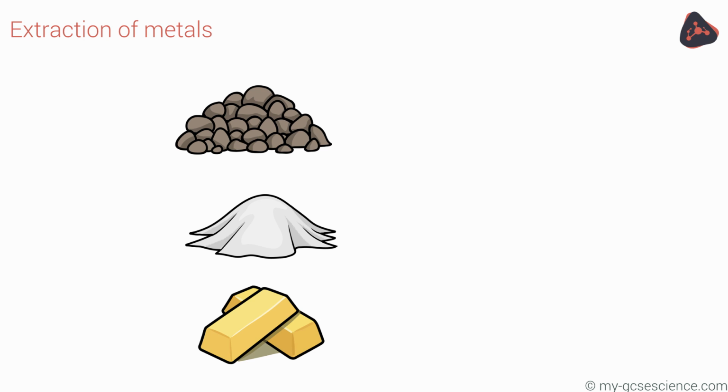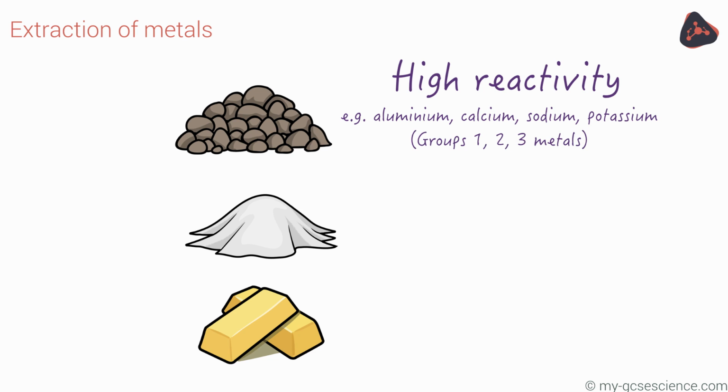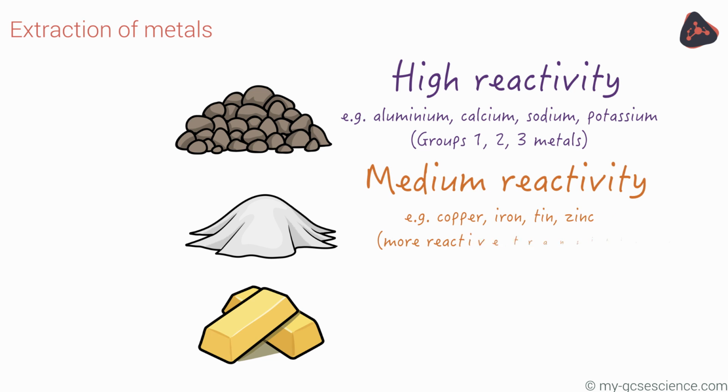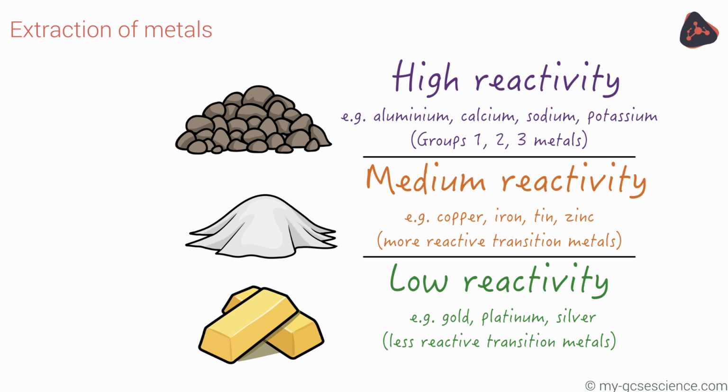You may remember that before we categorized metals into three groups: high reactivity, mainly groups 1, 2 and 3 metals, medium reactivity, mostly transition metals, and low reactivity, those metals that don't react with water or acids and very rarely react with oxygen. The low reactivity metals can be found naturally in the ground. We say that they are found pure or in their native form, because we can just simply dig them out of the ground, just like they did in the gold rush so many years ago.